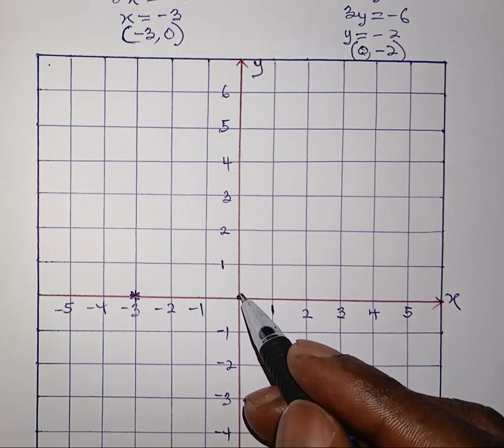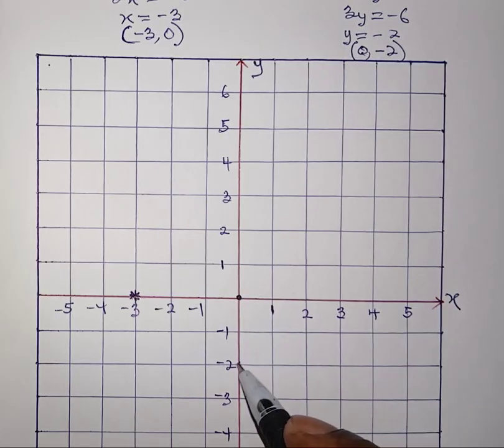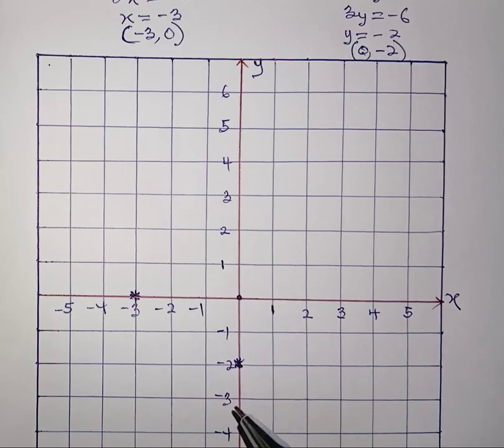Where is my negative 2 on y-axis? This is my negative 2 here. So you make this asterisk as well. Okay, yes, once you get these two points here, then you can use your straight edge to join them together. Because we are drawing a straight line, then we can join it together.